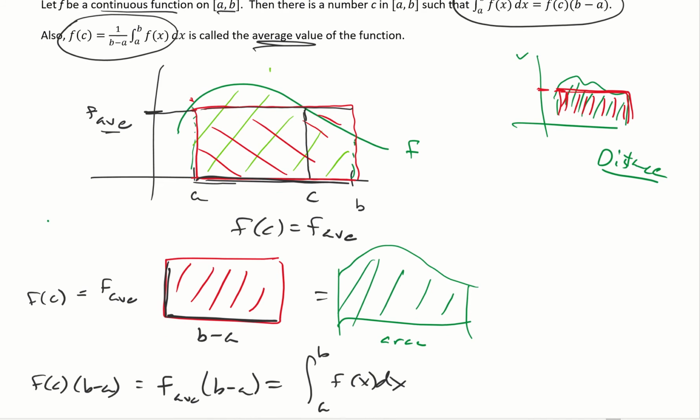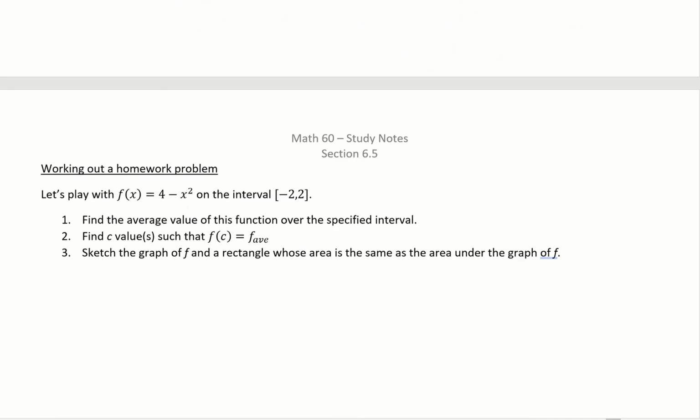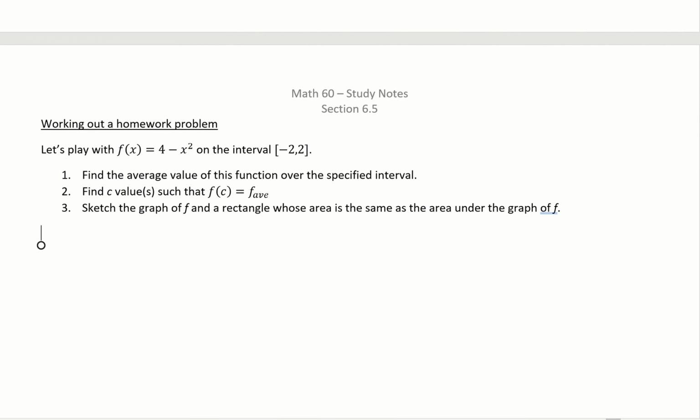Okay, so I'm going to work through a problem over here. Actually, it's not from the homework; I made it up. Let's play around with f of x equals 4 minus x squared on the interval from minus 2 to 2. It would be nice if you got an idea of what that looks like.